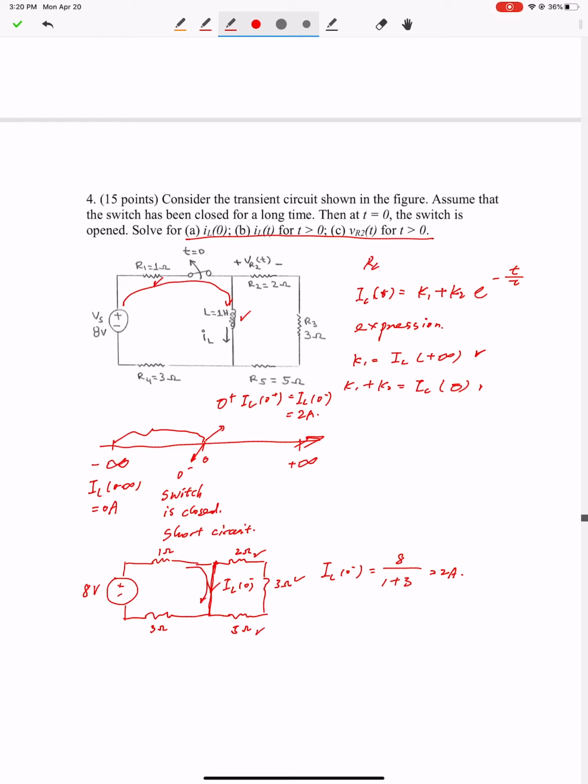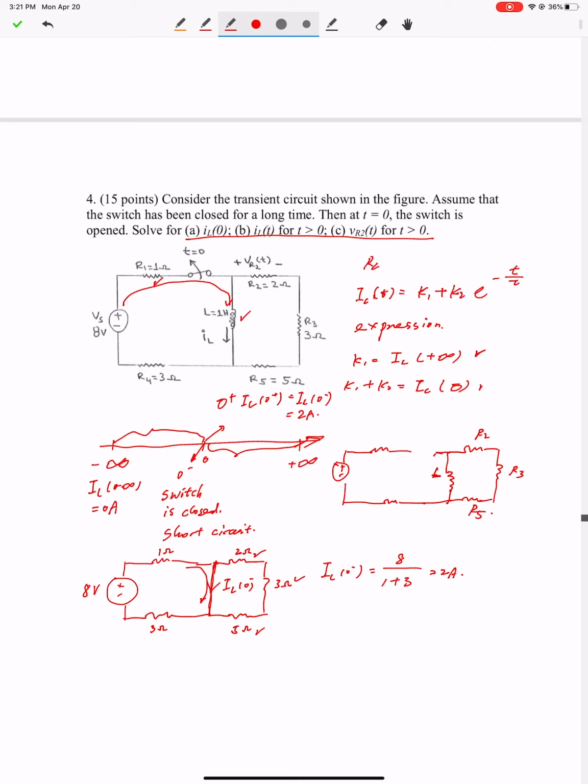And for the last moment, which is t equals positive infinity. At this moment, the switch should be opened, and it has been opened for a long time, which means there's no connection between the inductor and the power supply, and the only components connected to the inductor L are R2, R3, and R5.